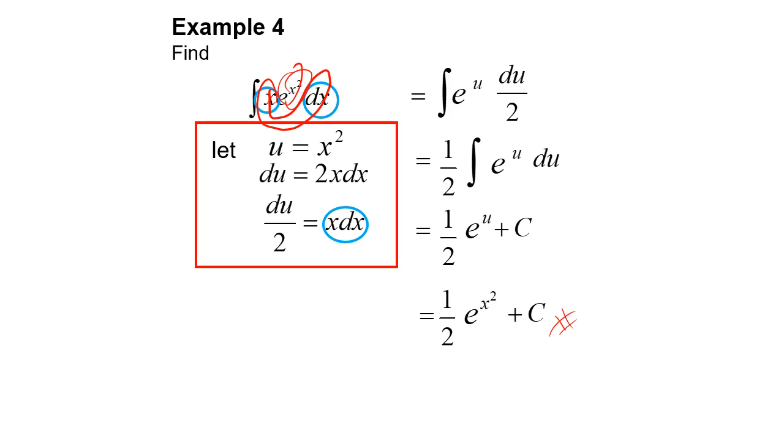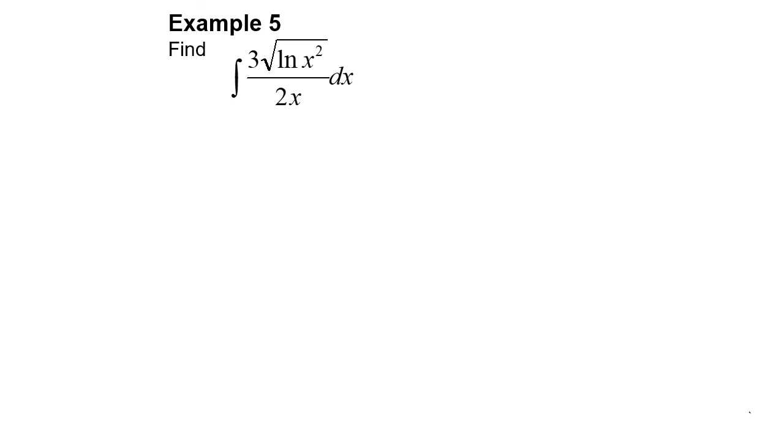And continue with example 5. Find the integration of 3 multiplied by the square root of natural log of x squared, divided by 2x, with respect to x. Okay. So is this 3 multiplied, or 3 cube root?